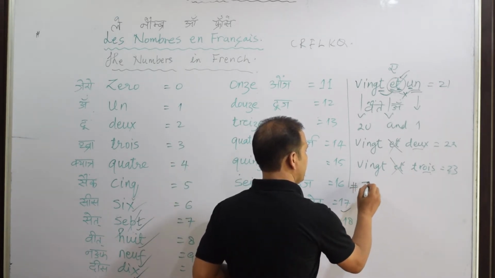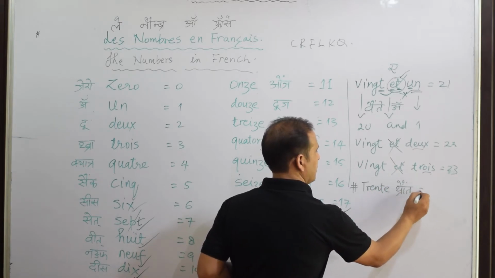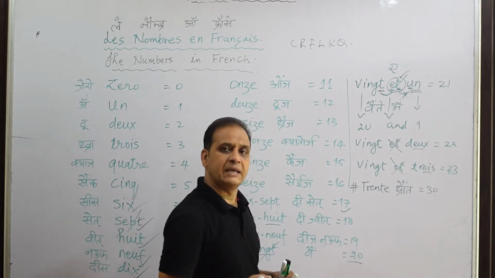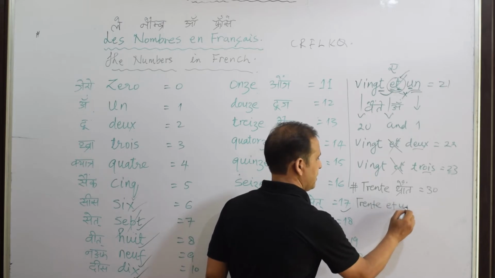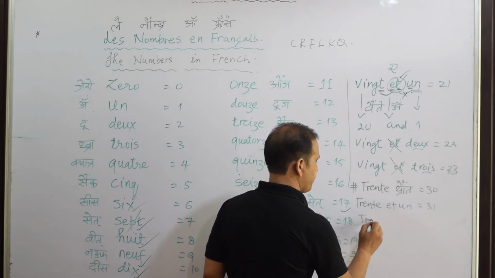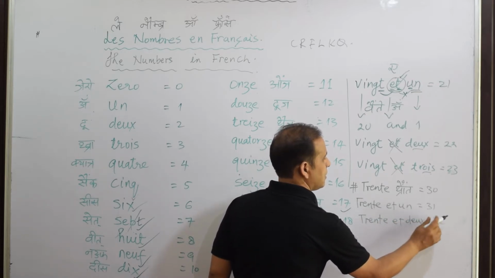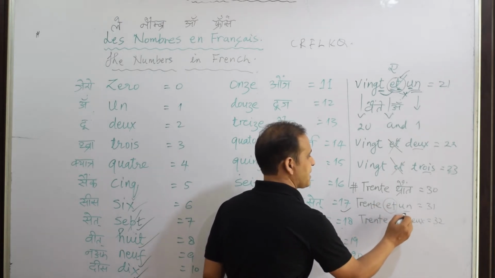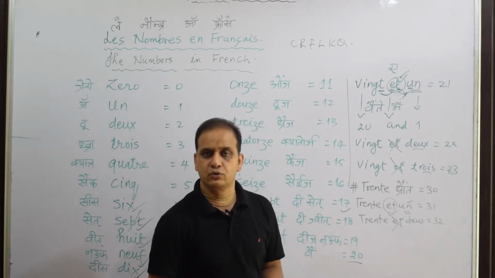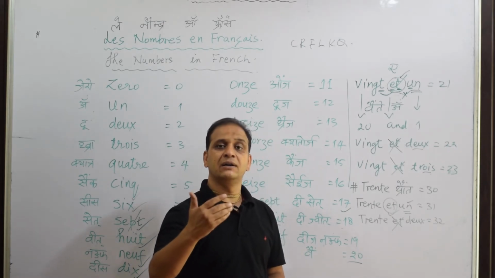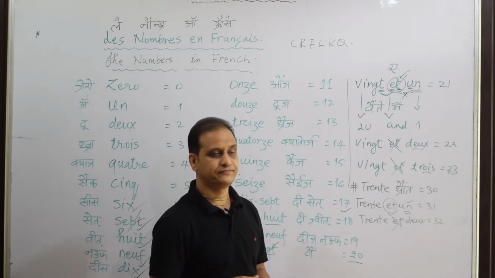30 will be 30. And then the same 31, 31, 32. But I told you this A comes with only un. With the rest of the numbers, this A will not be used. So you will simply say 31 and 32, 33, 34, 35, like this.